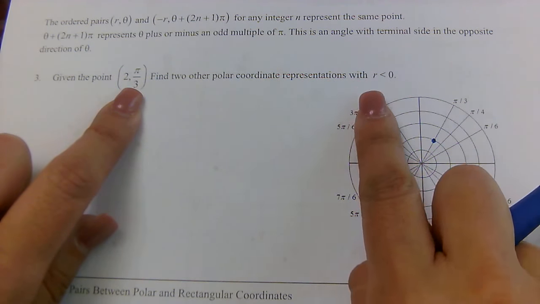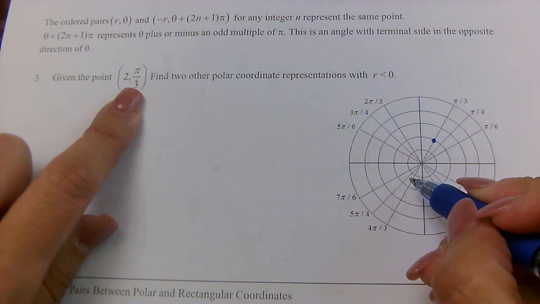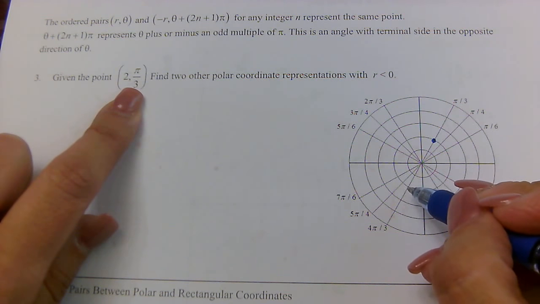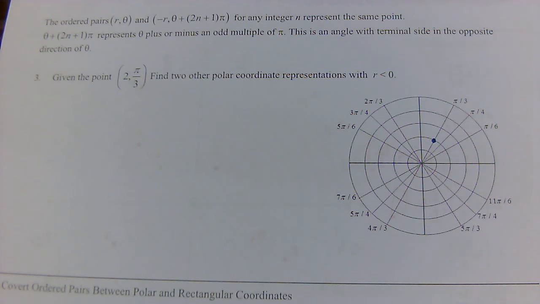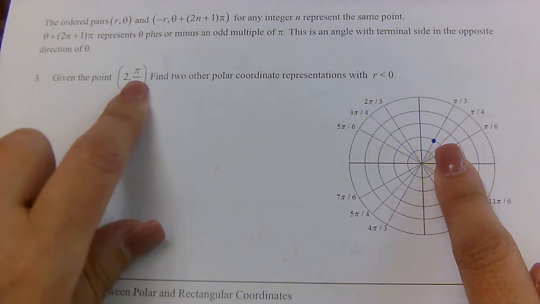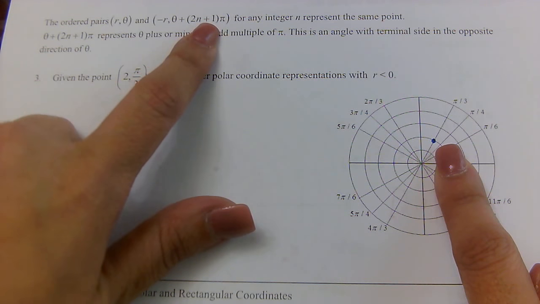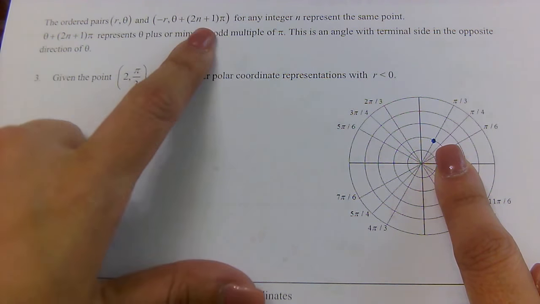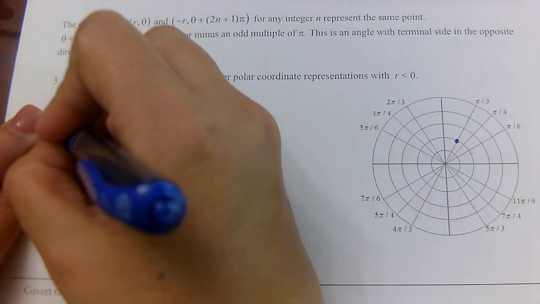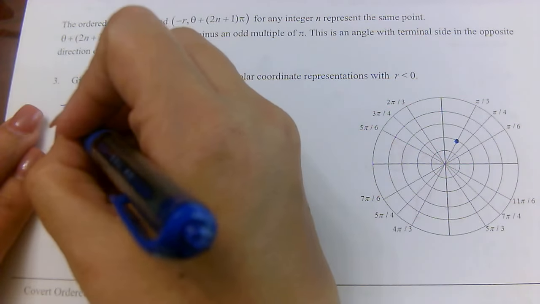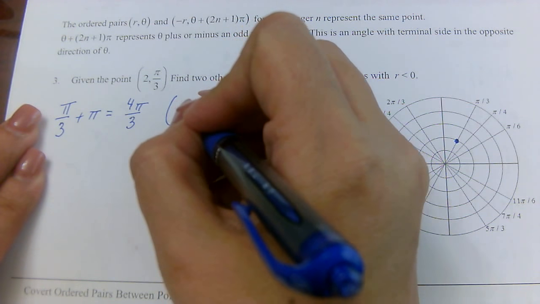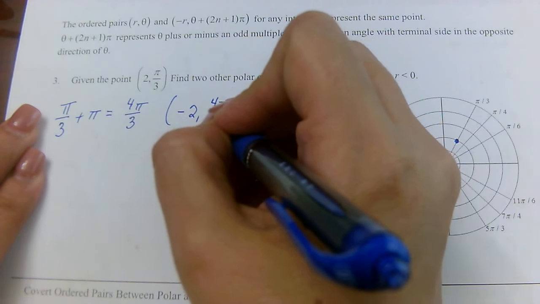Okay, so if we want r to be negative, remember r would be negative if we go in the opposite direction. So what we're trying to do is find an angle and then go backwards. So r is negative. Here I'm going to be using the negative r, so I'll be just saying negative 2, and then I'll be using this equation. Basically, all I'm going to be doing is adding pi. So let's go ahead and do this one. Pi over 3 plus pi. This would be 4 pi over 3.